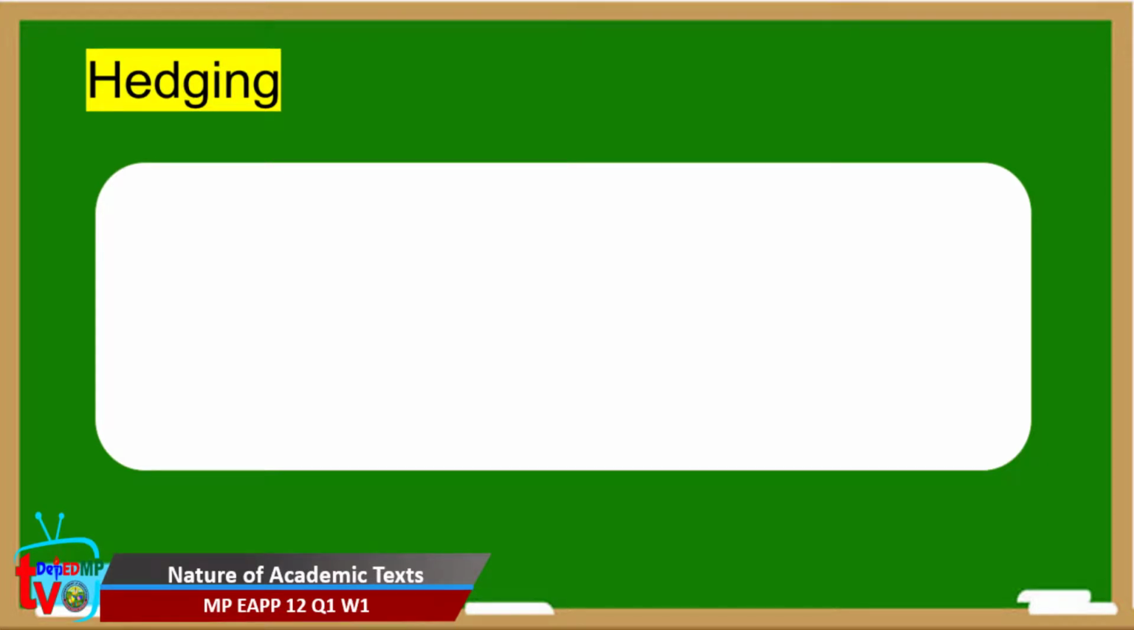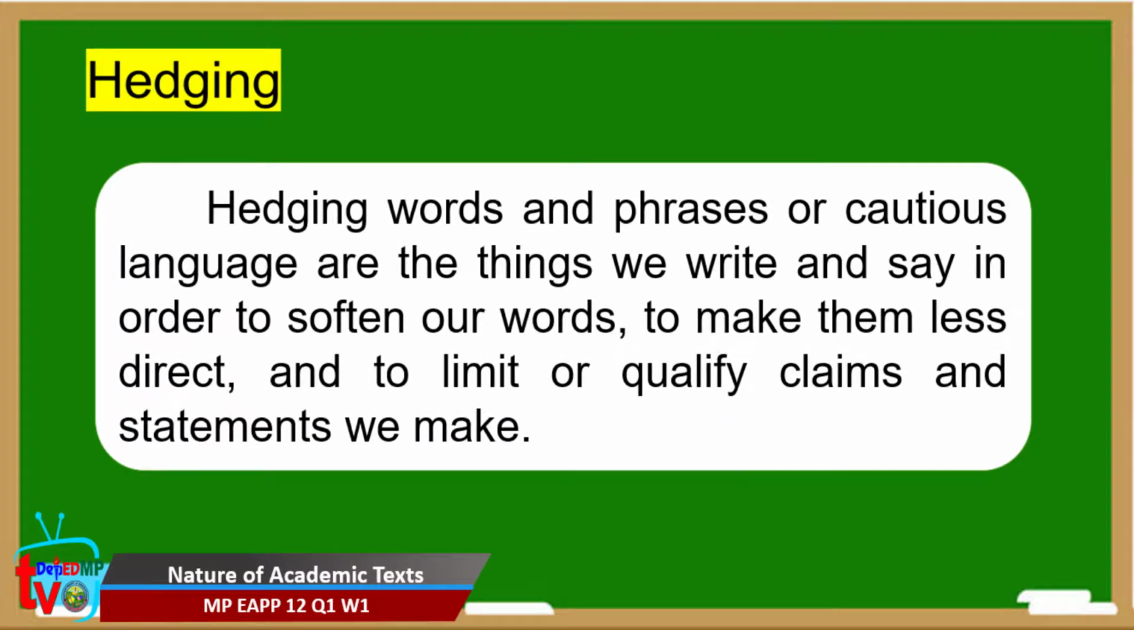Next, we use hedging in academic writing. Hedging words and phrases, or cautious language, are the things we write and say in order to soften our words, to make them less direct, and to limit the claims and statements we make. In other words, it is necessary to make decisions about your stance on a particular subject or the strength of the claims you are making.